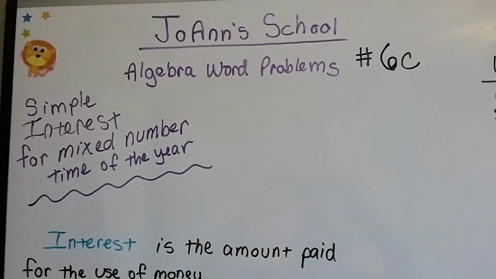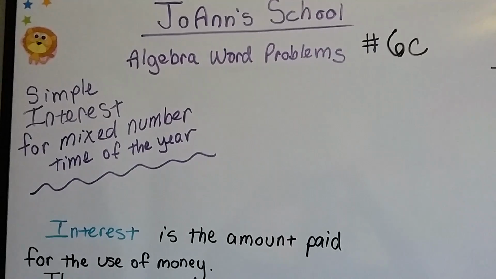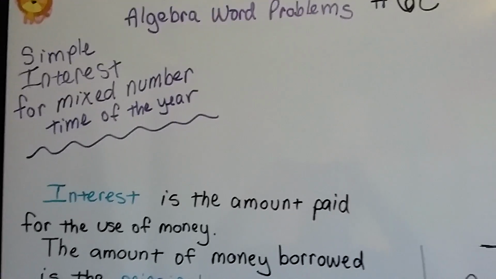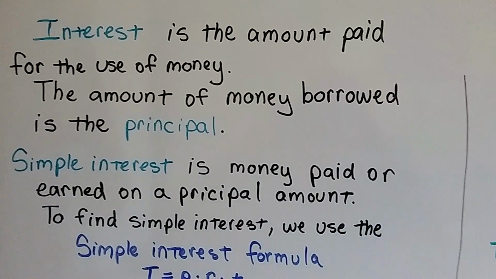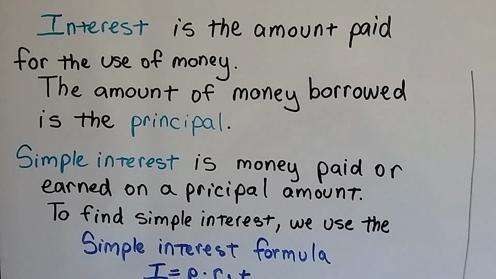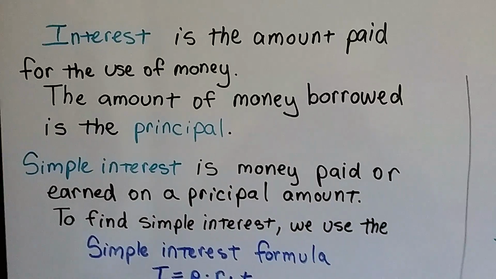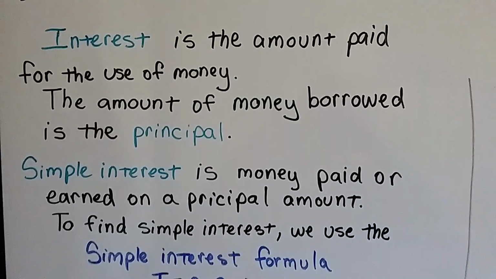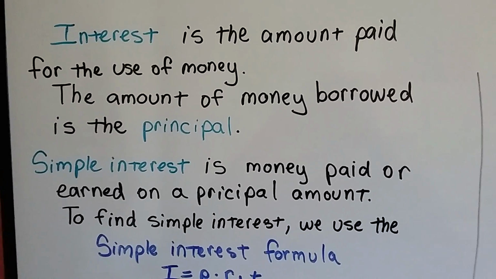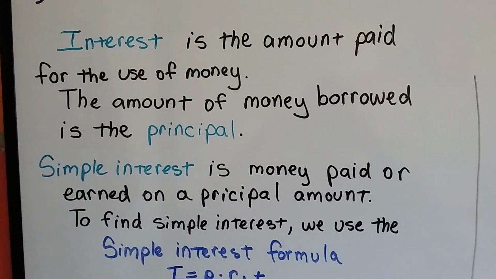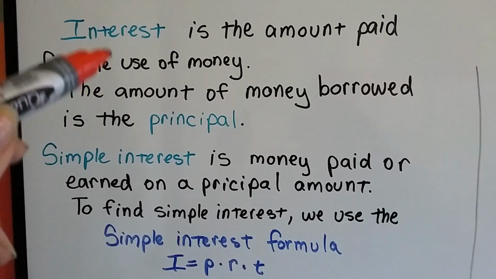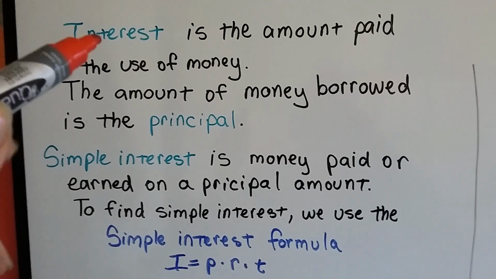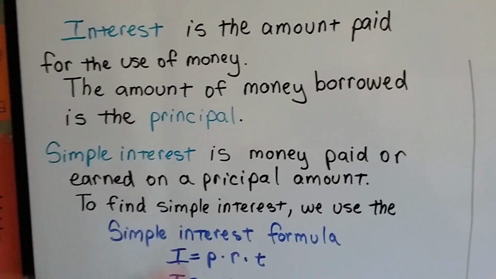Algebra Word Problems number 6C, Simple Interest for a Mixed Number Time of the Year. We've been talking about simple interest problems, and the interest is the amount paid for the use of money, and the amount of money borrowed is the principal. So the money in your bank account is your principal, and any money the bank pays you would be interest for having your money in their bank. And if you borrowed money, then that would be the principal, and the amount you pay back in interest for borrowing it, the bank charges you, that's the interest, okay?